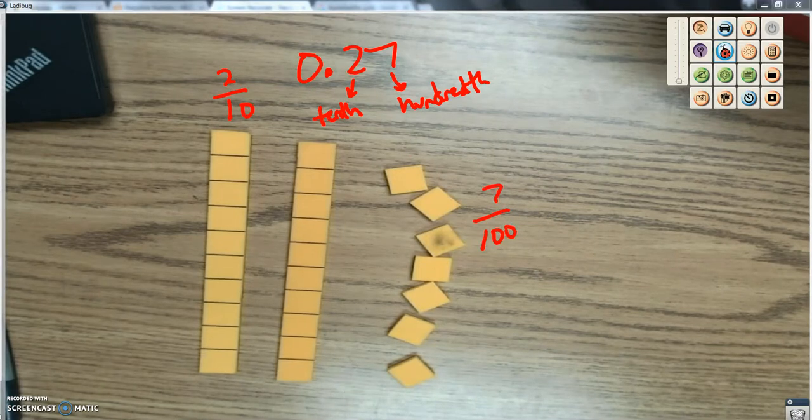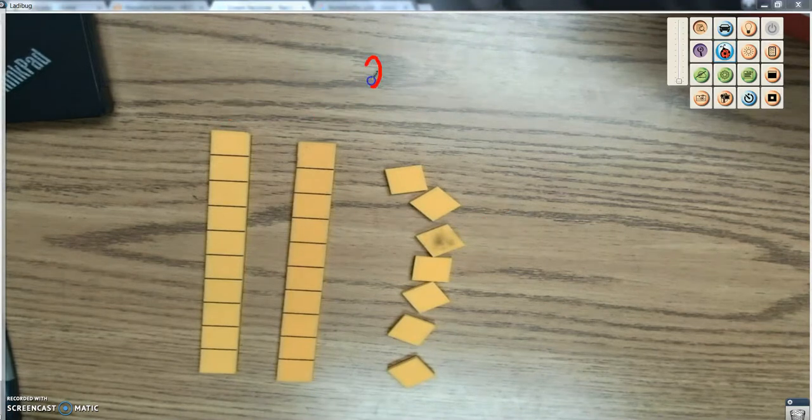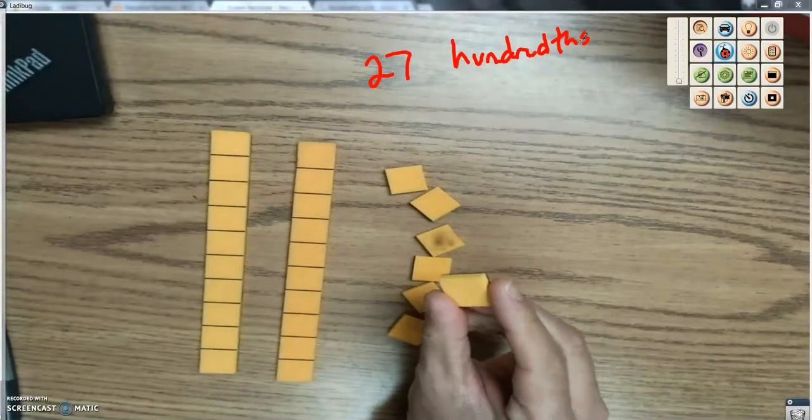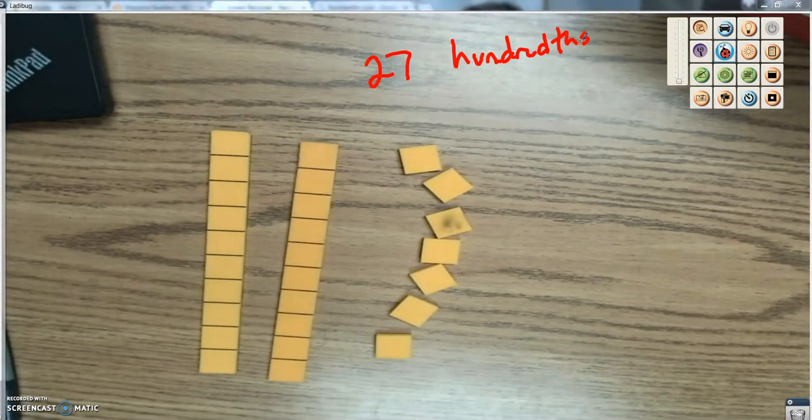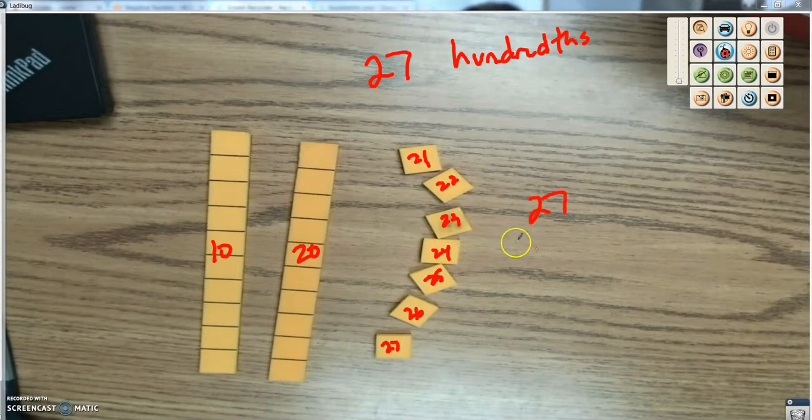Now the other way I can think about that is I can just read that as 27 hundredths. That's how I say it. And if I need 27 hundredths, that means 27 of these single pieces, right? So I'm going to get 1, 2, 3, 4, 5, 6, 7, 8, 9, 10, 20, 21, 22, 23, 24, 25, 26, 27. So that is 27 hundredths. It's 27 hundredths blocks. So that's what the decimal 27 hundredths looks like with base 10 blocks.